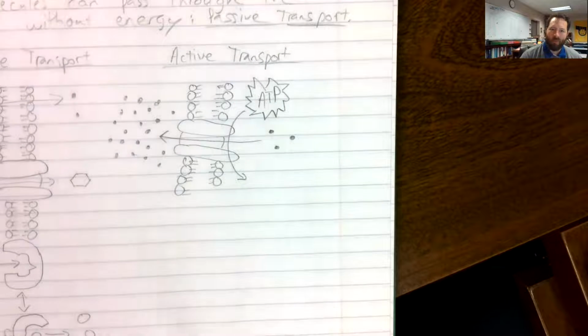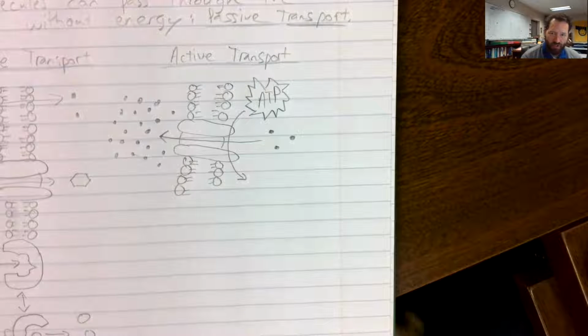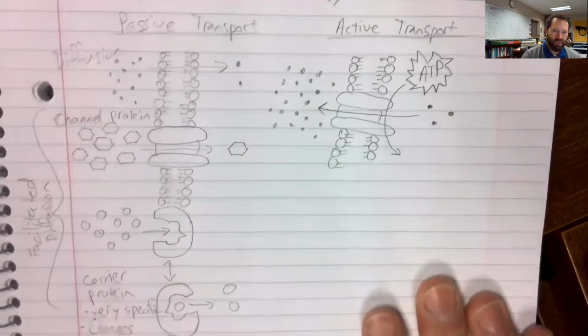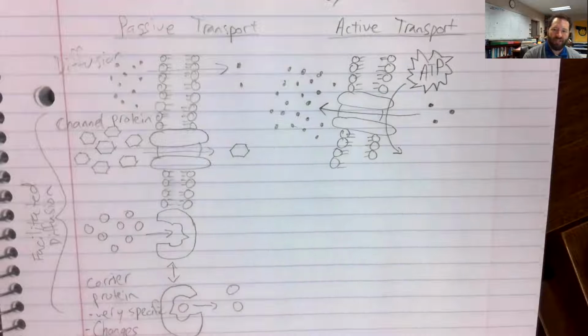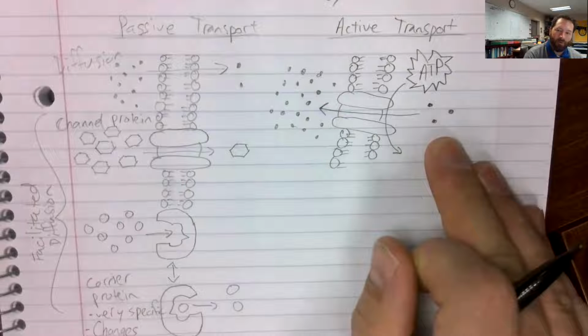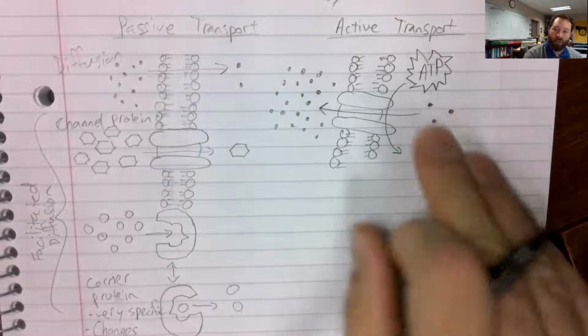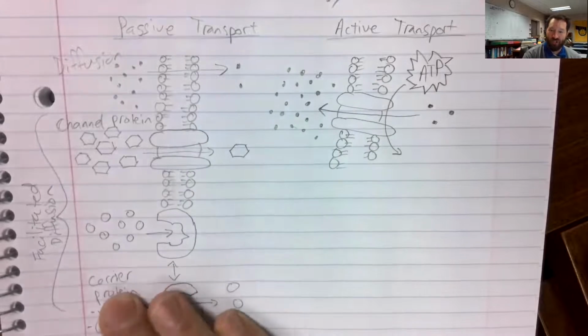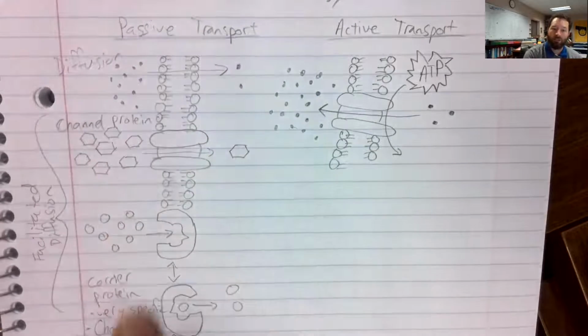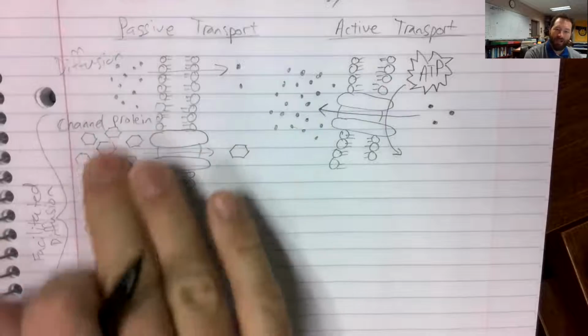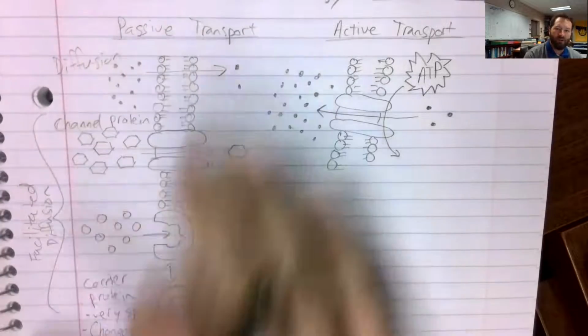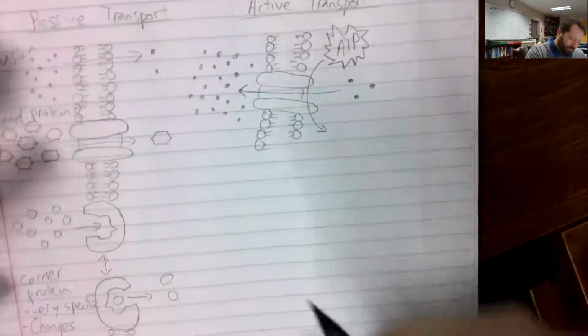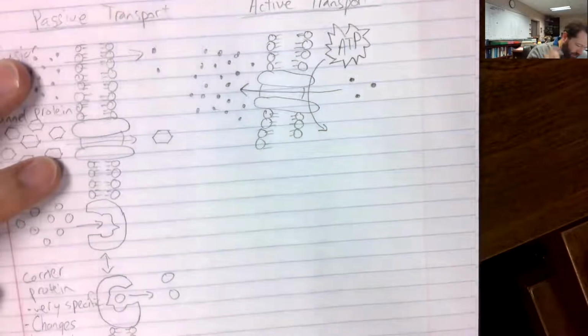Now the home run message. Why are we using energy here? Do you notice the difference between the particles on this side and this side? In active transport, we're moving particles from an area of low concentration to an area of high concentration. In all of our passive transport, we're going from high concentration to low. That's a natural process. We talked about that a couple days ago when we did diffusion.